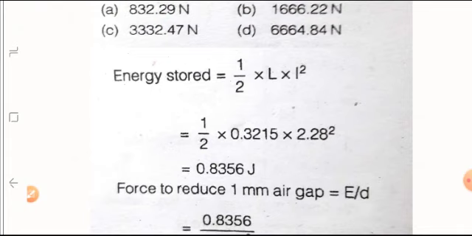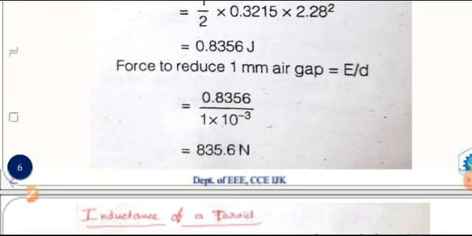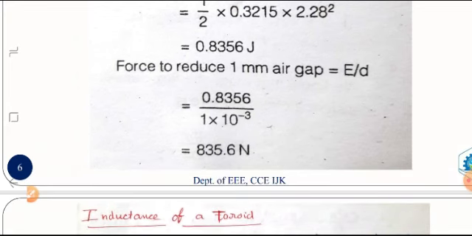Therefore, that is equal to half into L. We are getting L and I from the previous problem. We are getting it as 0.8356 joules. Now, force to reduce 1 mm air gap, we have the total energy divided by the distance. Let us see that for 1 mm, what is it? For 1 mm air gap, 0.8356 divided by 1 into 10 raised to minus 3.